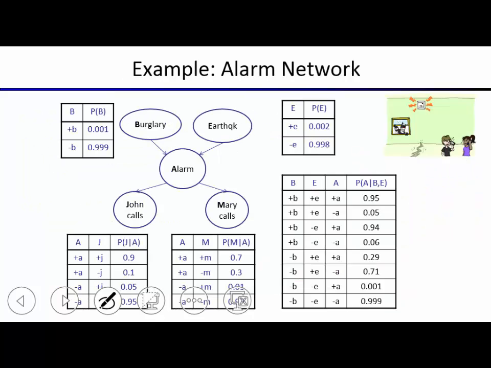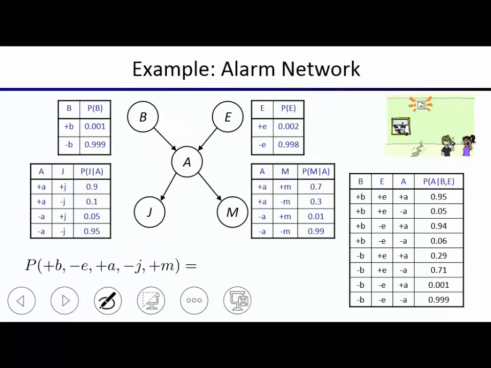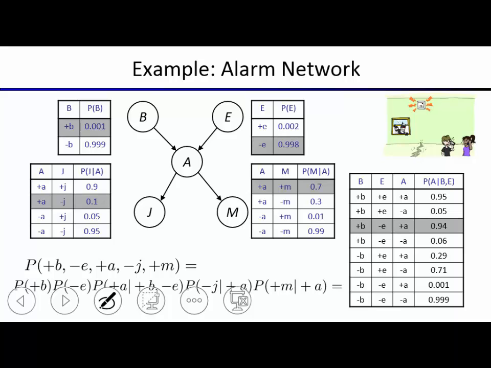Look at an example. Here is the alarm network, 5 random variables, one table for each variable. Every table is the conditional given its parents. And if you want to compute any entry in the full joint distribution, for example, probability of plus B, negative E, plus A, negative J, plus M, you can just pick up all the corresponding entries in the conditional distribution tables, which means one entry per table, multiply those together, and that gives you the probability of that specific instantiation in the full joint distribution.